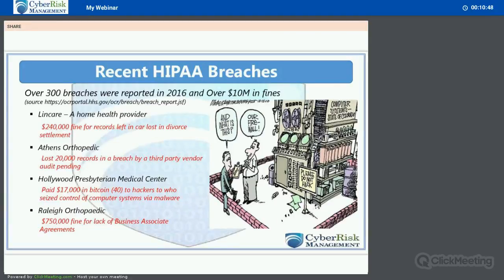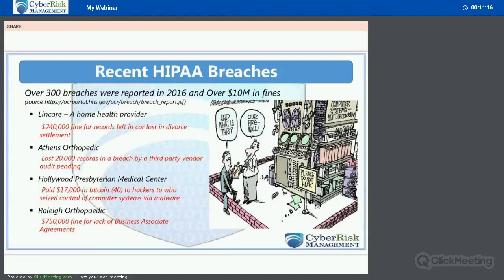Another one is Athens Orthopedic. There were 20,000 records lost in a breach, and this breach wasn't even through Athens Orthopedic. The breach actually was through one of their vendors. But because they had a weak vendor management program and did not vet their vendors, because of that breach, they're still going to have to go through an audit.